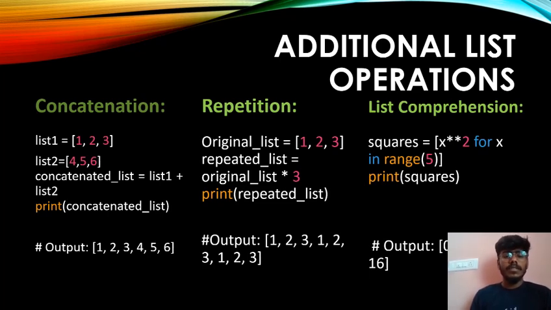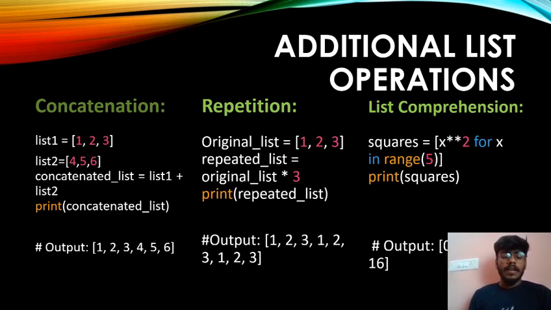Then the repetitions. original_list = [1, 2, 3]. Repetition means creating a new list by repeating the elements of an existing list. original_list = [1, 2, 3], repeated_list = original_list * 3. Original list, you already know, is [1, 2, 3]. Star 3 means multiplied. Then print the repeated list, it repeats 1, 2, 3, 1, 2, 3, 1, 2, 3, three times.